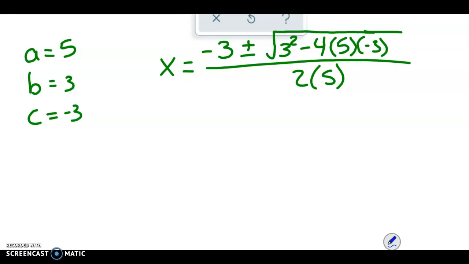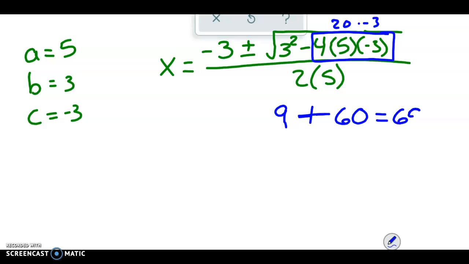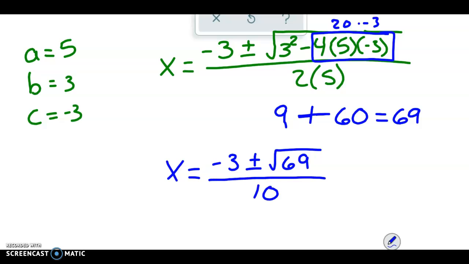I like to do this chunk first. So 4 times 5 times 3. So first of all, 3 squared is going to be 9. Okay, so I've got 9, and then 4 times 5 is 20. 20 times -3 is going to be -60. Okay, so I've got 9 minus -60. Well, minus a negative is addition, so I end up with 69 under the square root. So what I'm going to be looking at is x equals -3 plus or minus the square root of 69 all over 10. Excuse me, that 2 times 5 is going to be 10.